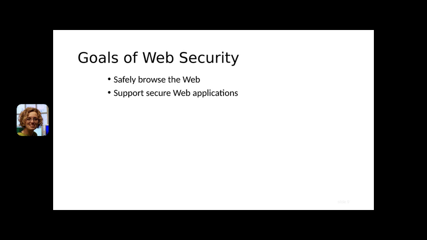And then supporting secure applications, that's the other part of web security. So the first part involves the browser. The second part involves the applications, the content delivery. So the applications that are delivered over the web should have the same security properties that we require for standalone applications, whether these are mobile or PC applications.